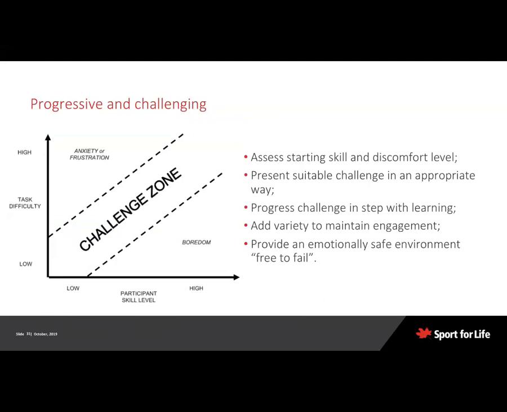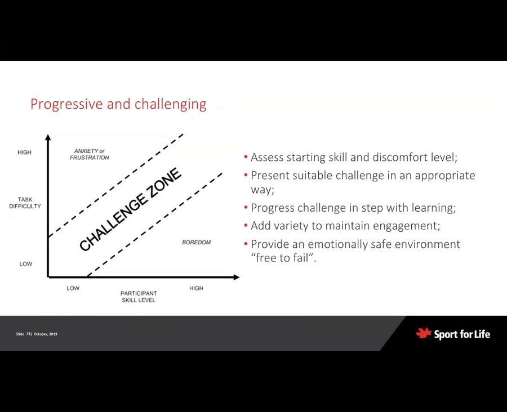Progressive and challenging. You don't want people to be bored, and you also don't want them failing all over the place. How do you find the sweet spot, right? So as you see in the graph here, you have task difficulty on the vertical axis, you have participant skill level on the horizontal axis. If you go up above the challenge zone, you have anxiety and frustration because you can't do it. And if you go down below the challenge zone, you're bored because it's too easy for you. So you've got to find that challenge zone.